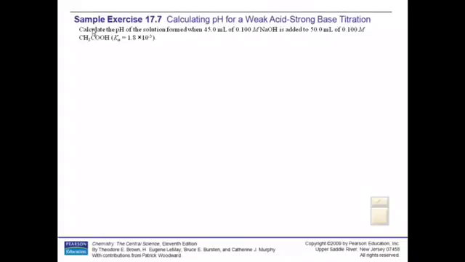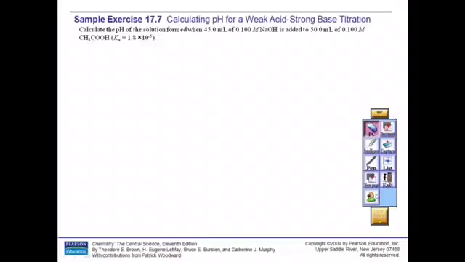Okay, sample exercise 17.7 says calculate the pH of the solution formed when 45 milliliters of 0.1 molar NaOH, that's a strong base, is added to 50 milliliters of 0.1 molar acetic acid. There's your weakest link right there. So I'm going to make you predict right now. You have a strong base, a weak acid. The weak acid is not able to pull its load.